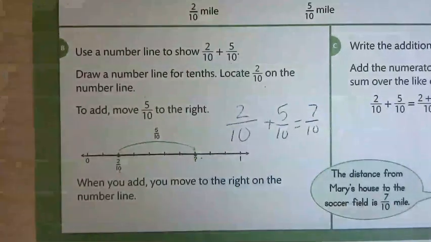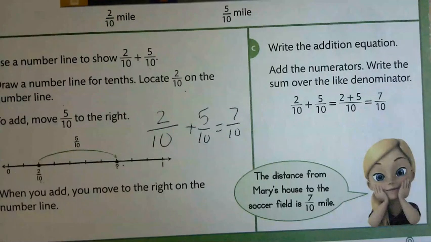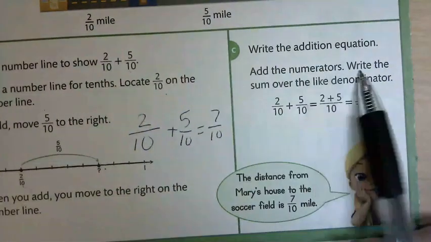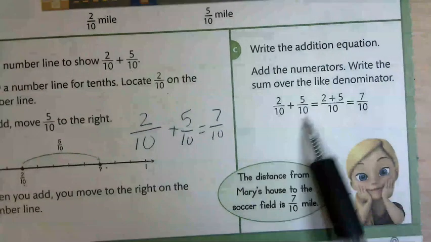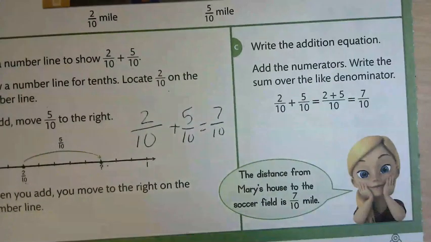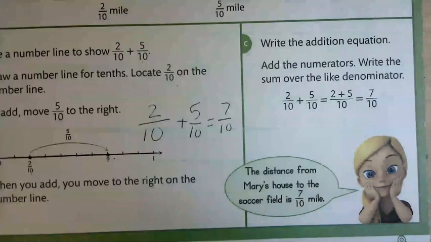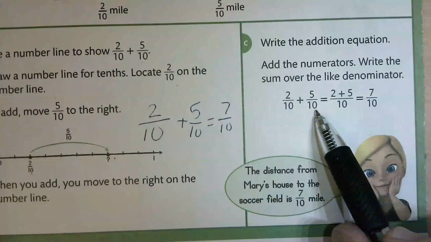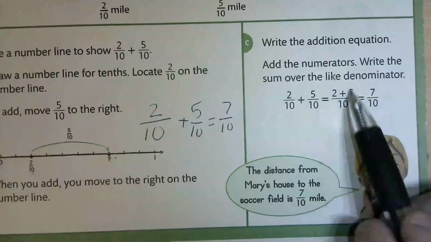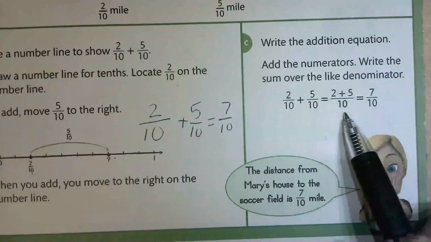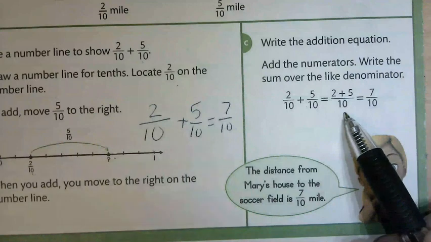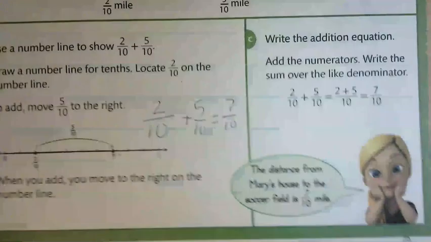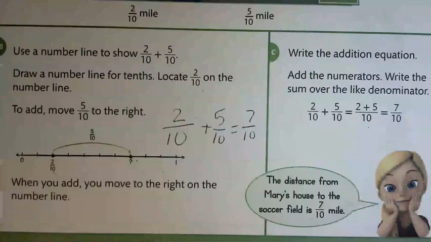All right. So the other part is for us just to use the numbers here. And it says write the addition equation. Add the numerators, write the sum over the like denominator. So here's our equation. Remember, equation just means we're adding, subtracting, multiplying, dividing. In this case, we're adding, right? So 0.2 plus 0.5 is our equation. And just like I showed you before, what that actually looks like is 2 plus 5 in our numerator, and our denominator stays the same. And then we add that up. Well, that's 0.7. So the distance from Mary's house to the soccer field is 0.7 of a mile.